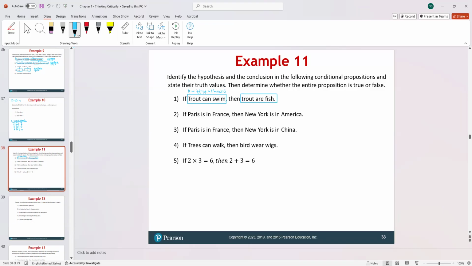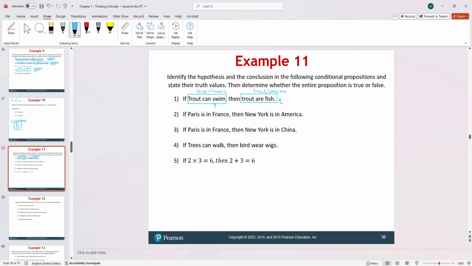Okay, then we can go with this one also. If trout can swim, we're going to call this one Q, right? Q is the conclusion, because we said the conclusion is trouts are fish. So this is the conclusion. All right, so we know this is Q and we know this is P, right? I'm going to remove it here because I don't want to get confused. One is the conclusion, the other one is the hypothesis. So P is the hypothesis, right?